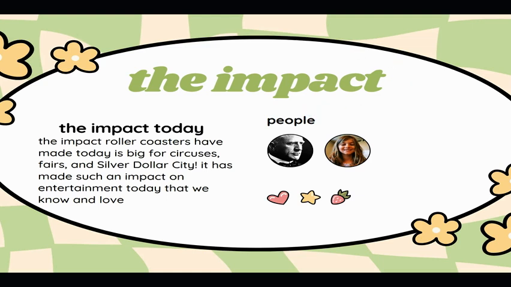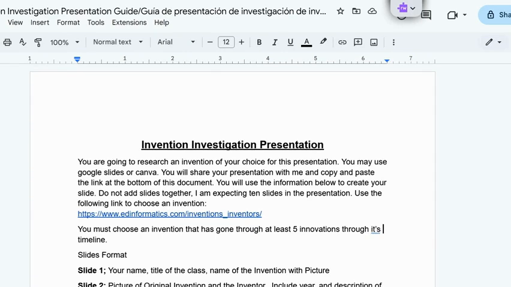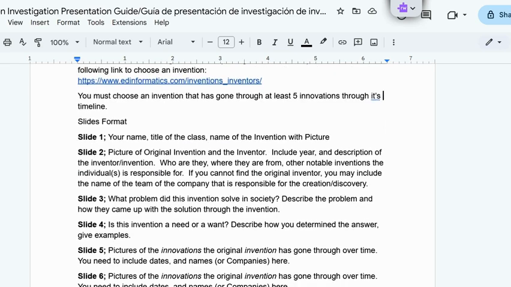So once again, we are working on our invention investigation presentation. What you need to have done by today is you need to have a topic, and it needs to be your only topic. We cannot have more than one people doing the same invention. So if someone's already taken yours, that's tough luck. You're going to have to find another one. After you've done that, start working on your slides.